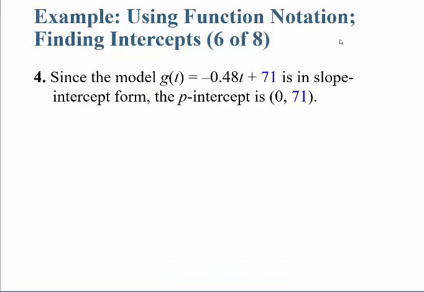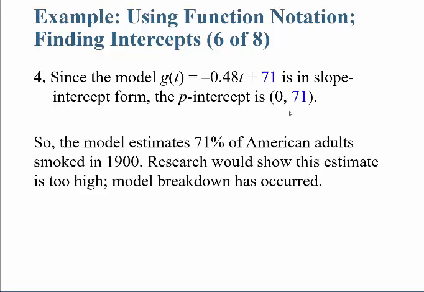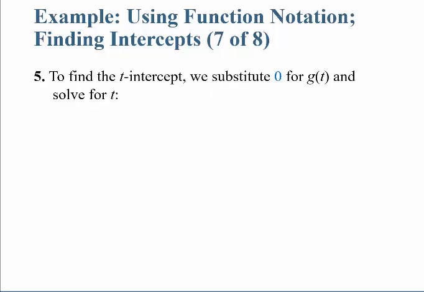All right, since the model g of t is in slope-intercept form, we see that the intercept is 0, 72. So the model estimates 71% of American adults smoke when t is equal to 0, that's 1900. So research would show this estimate is obviously way too high. So what we're seeing here is that model breakdown has occurred, and that's okay. You're going to see the same thing for the t-intercept.